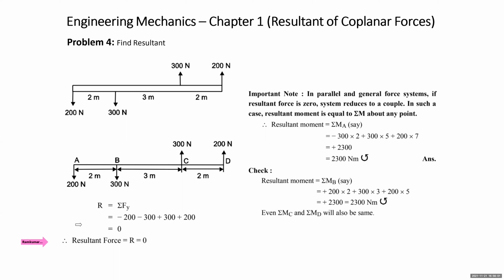So at this stage you should remember this note. I have written an important note here. You'll remember it this way: in parallel and general force systems, if the resultant force is 0, the system reduces to a couple. In such a case, the resultant moment is equal to sigma M about any point.